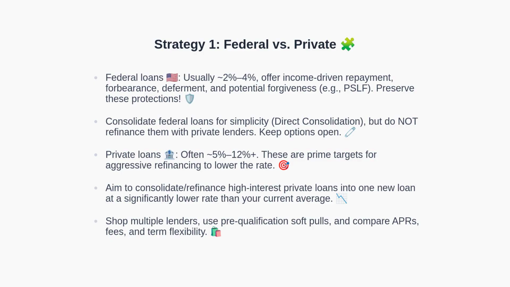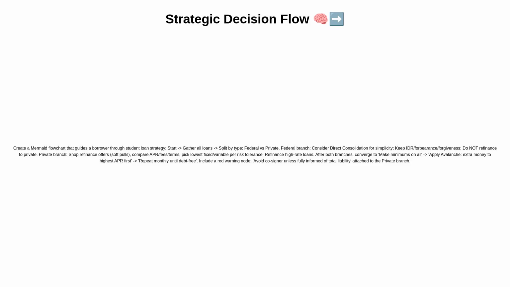Meanwhile, private loans, often carrying 5 to 12% or more, are prime candidates for refinancing to reduce the rate. Consequently, you should shop multiple lenders, use pre-qualification with soft credit checks, compare APRs, fees, term options, and borrower benefits, and then aim for a rate meaningfully below your current private loan average. This flowchart shows the end-to-end decision path.